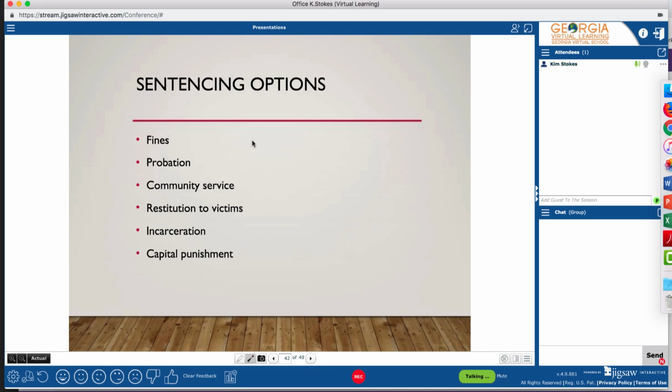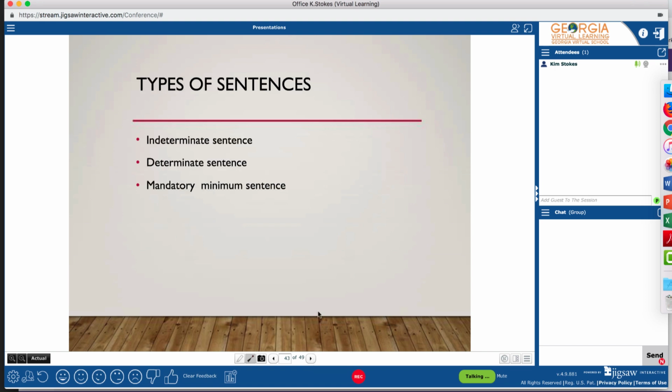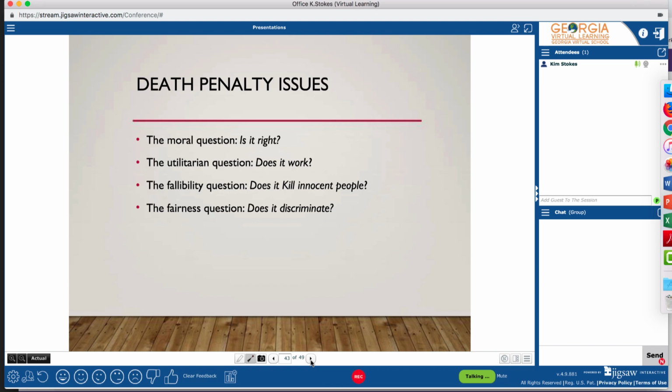Here are some options for sentencing. You can be fined, you can get probation, you can get community service, you can pay restitution to the victims, you can get incarceration, and there can also be capital punishment. There's indeterminate sentences, determinate sentences, and then mandatory minimum sentences.